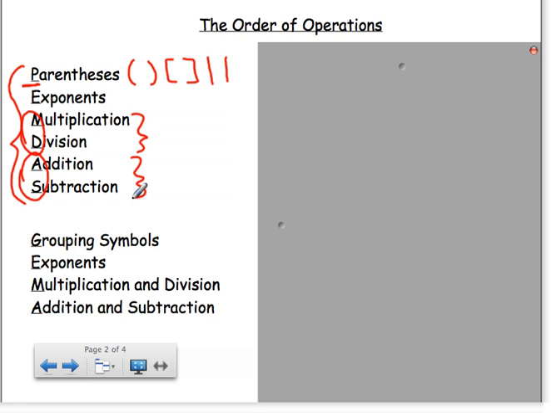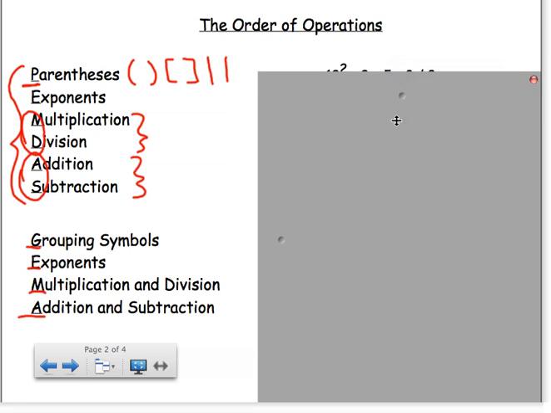And so to avoid that confusion, I've switched to teaching it a different way using something called GEMMA: grouping symbols first, then simplifying exponents second, then multiplication and division together third, and addition and subtraction together fourth. So I'm going to show you how I would simplify two different expressions using GEMMA, and then I'm going to ask you to do the same.